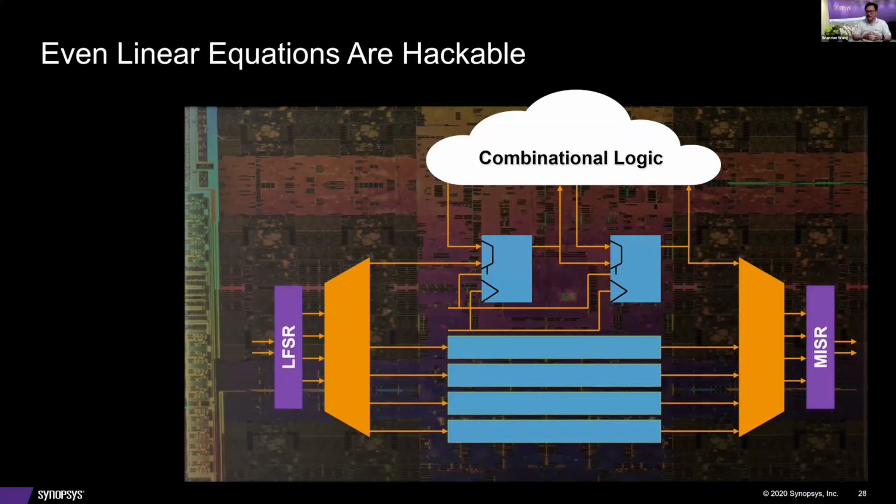So logic-based BIST uses a compression scheme that leverages LFSRs for the scan data input based on the seeds, and the MISRs at the back end. So this further increases the level of protection, but still not enough.